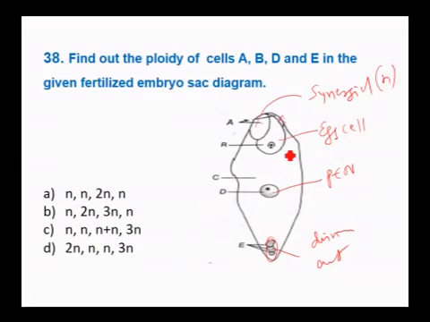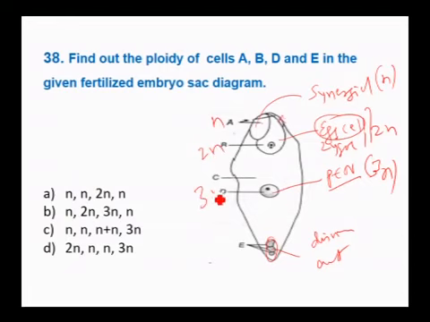Here the egg cell is already fertilized, so after fertilization this should be the zygote, therefore it should be 2n, PEN is 3n. So A is a synergid, it is haploid, then zygote 2n, PEN 3n, and the degenerating antipodal n. Therefore the answer should be B: n, 2n, 3n and n. So, B is the answer.